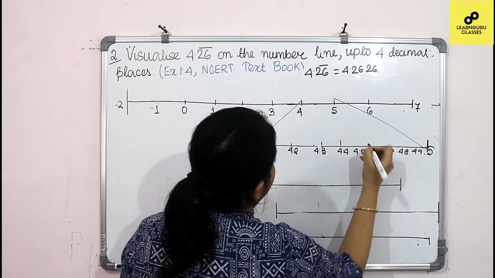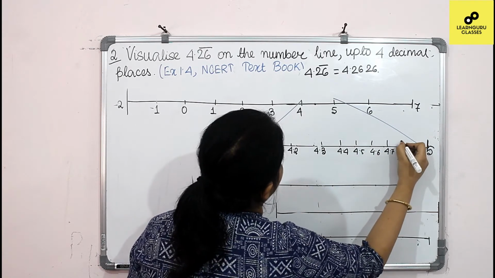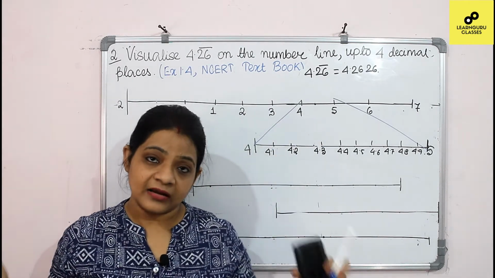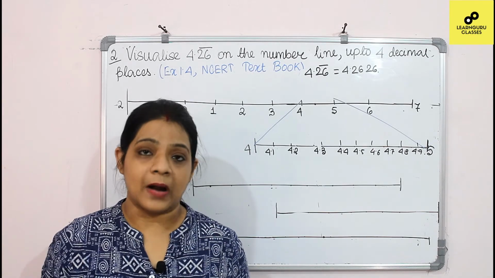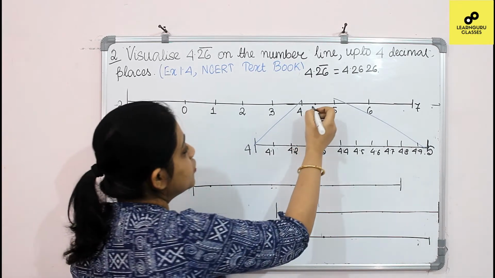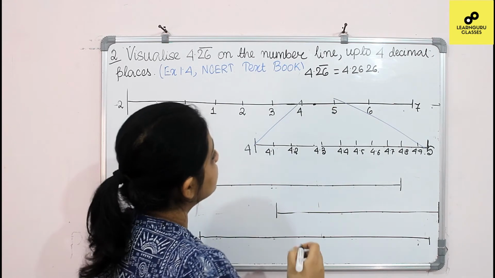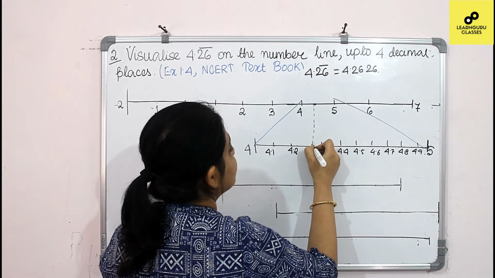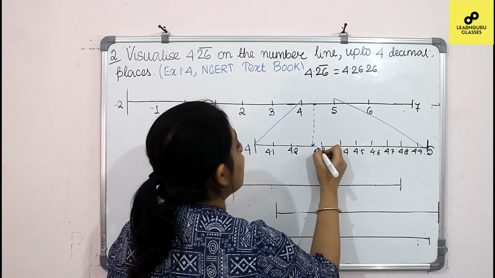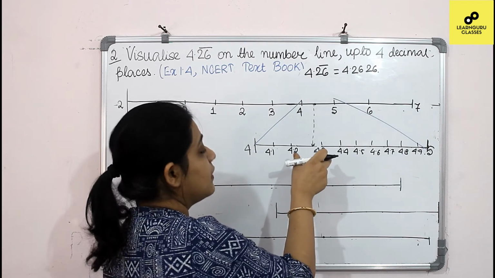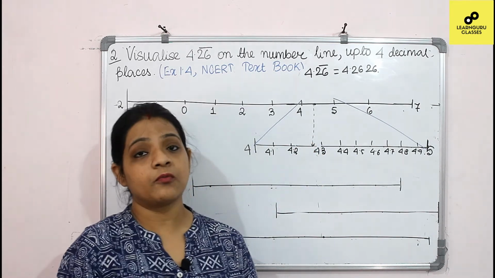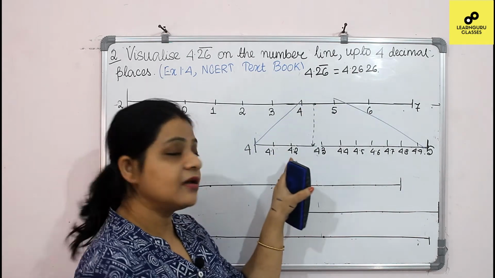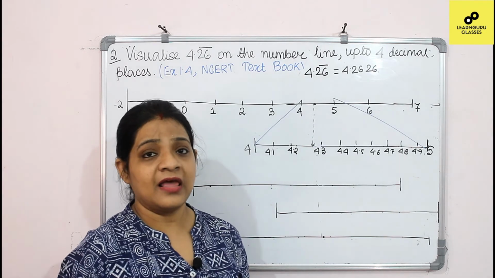Maybe my points are not equal because I am not using a scale over here, but you make sure that you divide the entire number line into equal parts. So we have assumed that 4.2626 will lie somewhere here. So let us project it and place it here, assuming that 4.2626 will lie between 4.2 and 4.3, since 4.2626 is greater than 4.2 but less than 4.3.